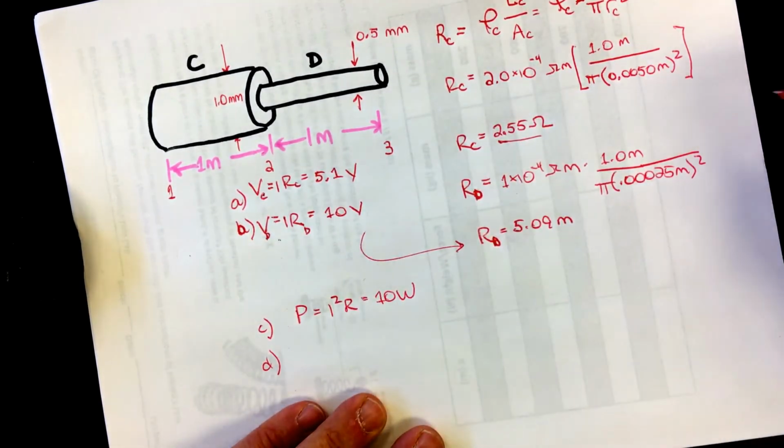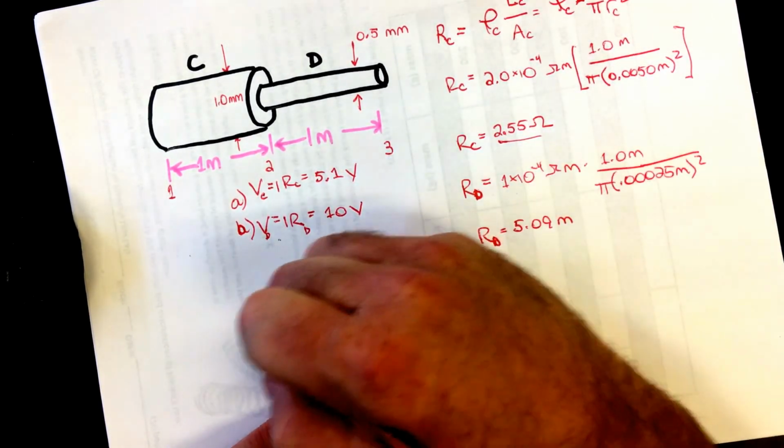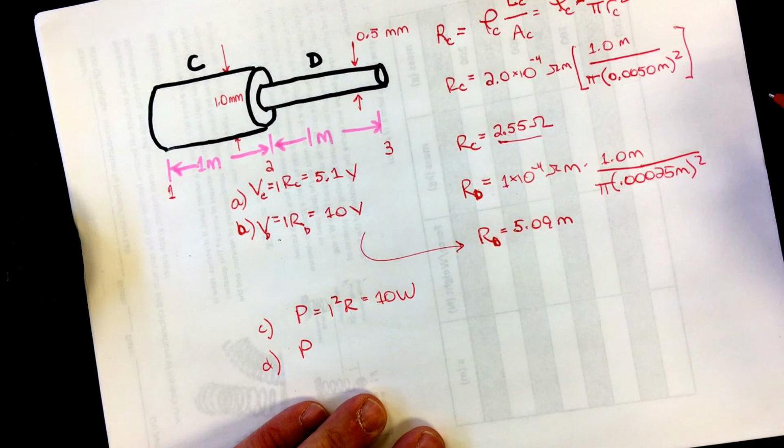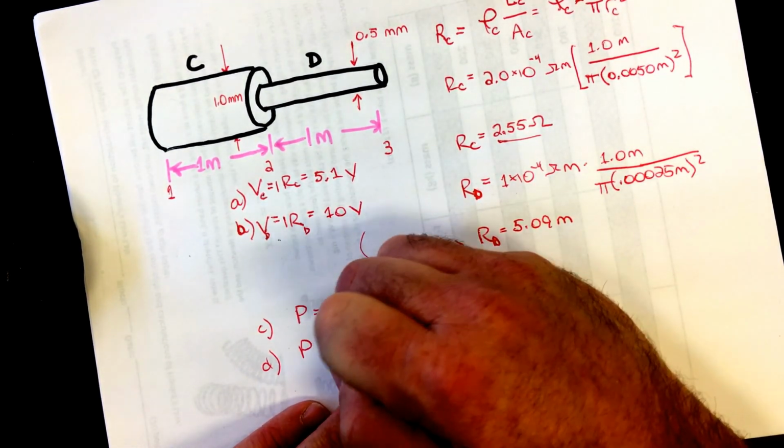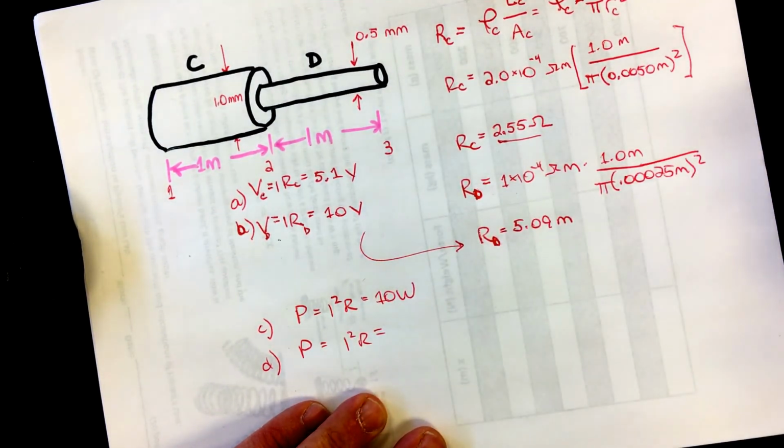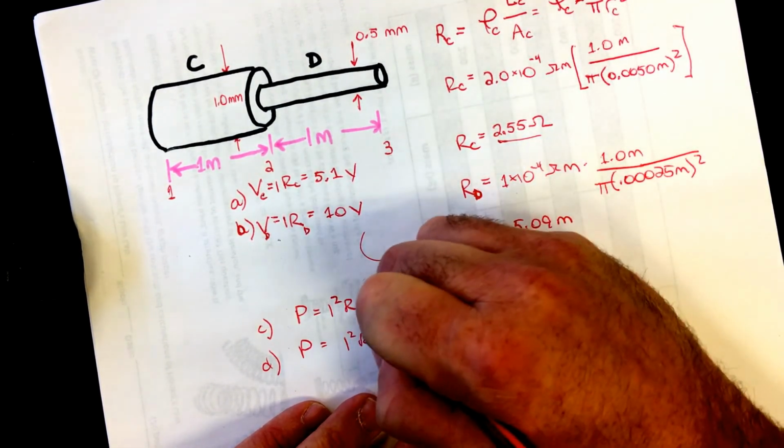And in part D, I'm going to do the same thing. The power across segment D, or between points 2 and 3, I can also use I squared R, just using different values. And for part D, I get 20 watts.